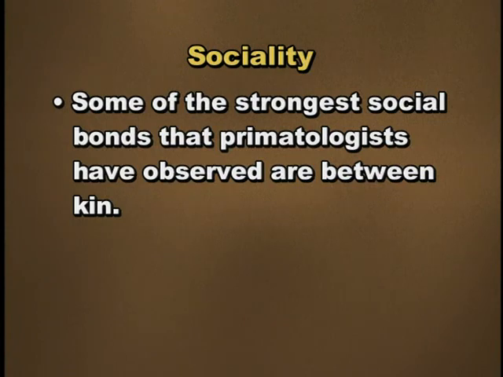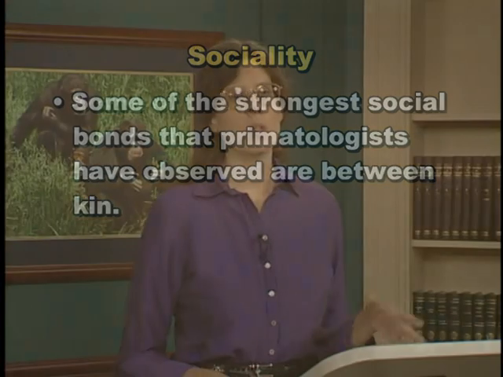And this sets them apart from many other mammals in the quality of their social relationships. Some of the strongest social bonds that primatologists have observed are between kin. In other words, many non-human primates recognize and act preferentially towards their relatives. Kinship is an axis of social behavior that's very important.